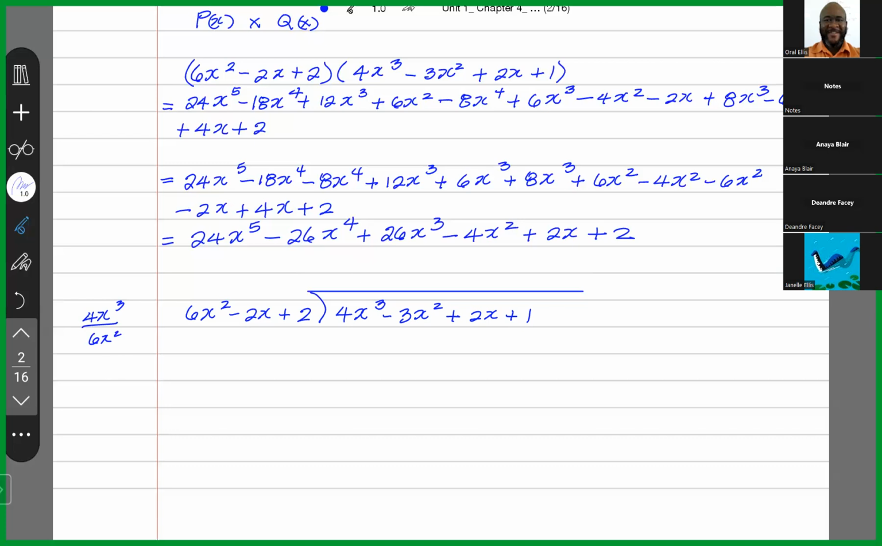All right, so 2 into this is 2, 2 into this is 3. x squared into x cubed is x. So 6x squared into 4x cubed is actually 2/3 x. So this is 2/3 x.